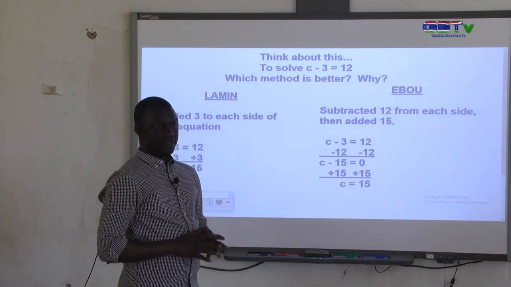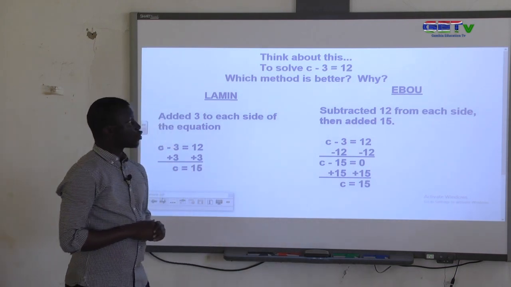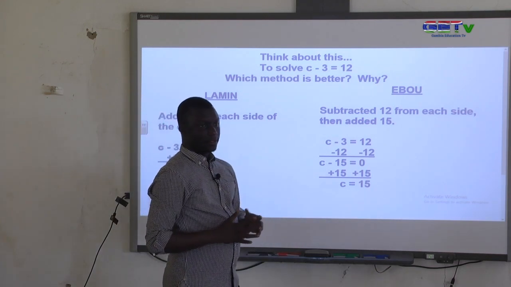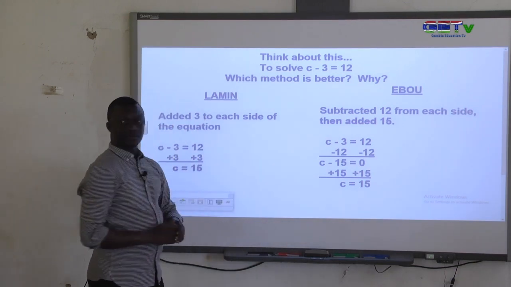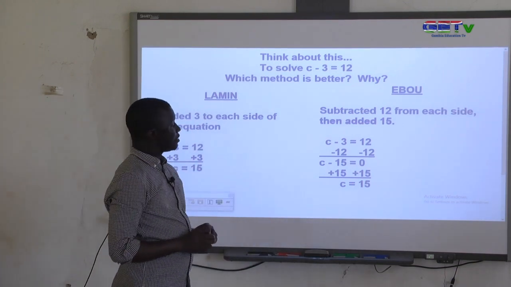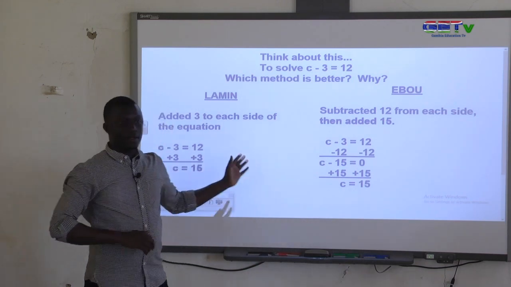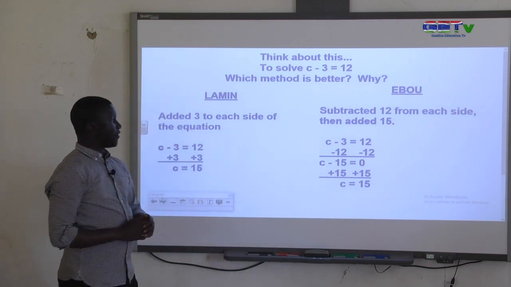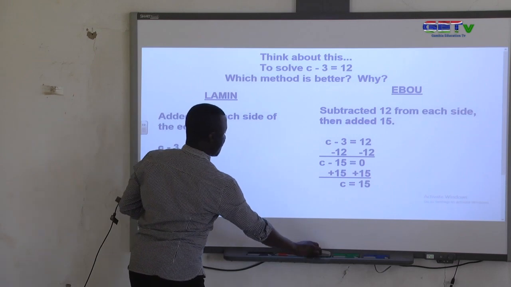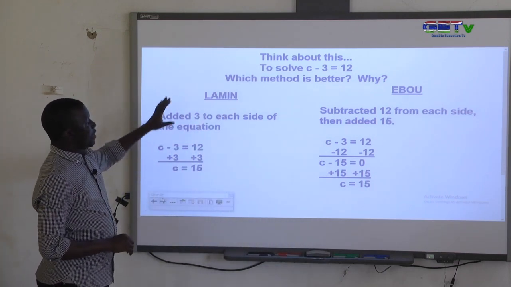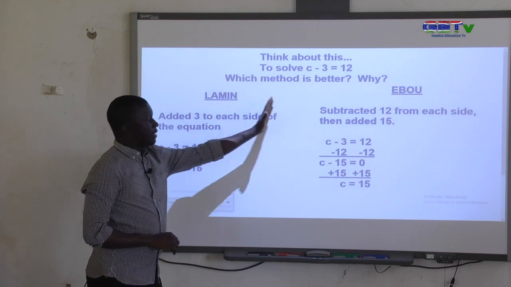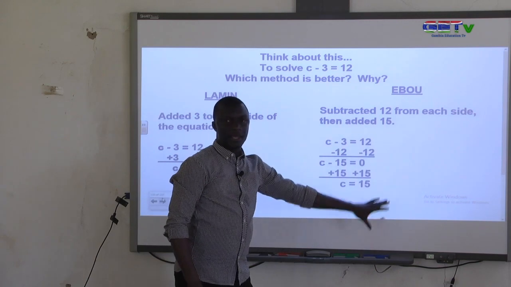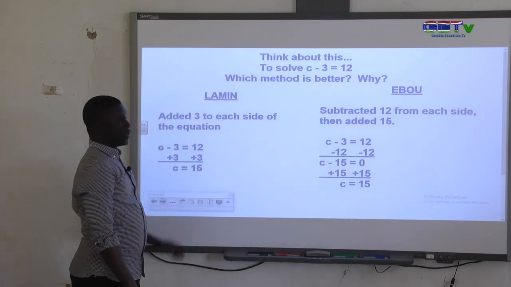Now let's think about this. To solve c - 3 = 12, which method is better and why? Of course, we have two methods here. Let us compare these methods and know which method is better and why do you think one method is better than the other. Now, the first method that we have here, we have two equations now, and we assume that this is Lamin working in this way and Ibu working in the other way. So this is how Lamin did.